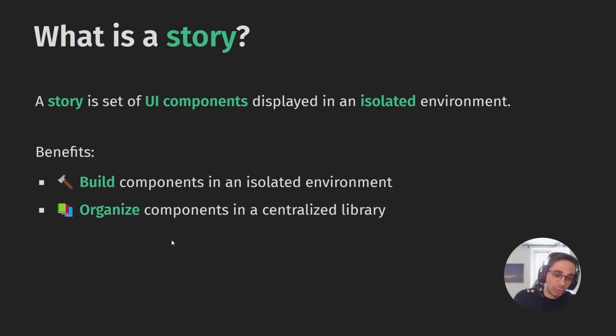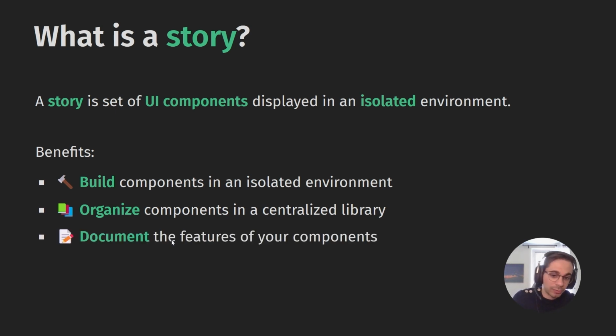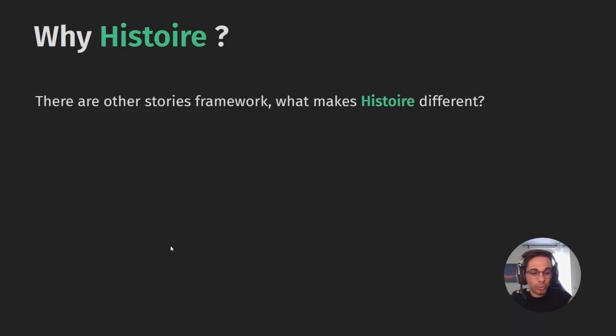Another cool benefit is that you have all your components organized in a centralized library so that anyone in your team can see what components are available to them and how they can use them. Because you can document the features of your components, a developer can see what arguments each component has, any slot they have, and they can tweak those values in real time right in your browser to see how they react. You can also showcase different use cases of those components using what we call variants. Lastly, you can test your components so that you make sure you don't have visual regression during the development of your application.